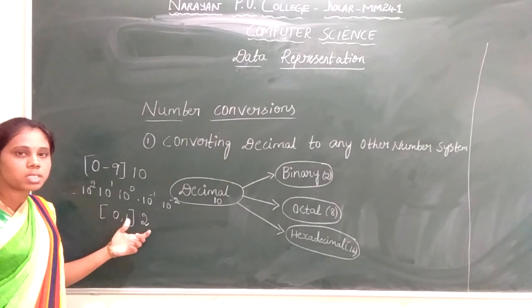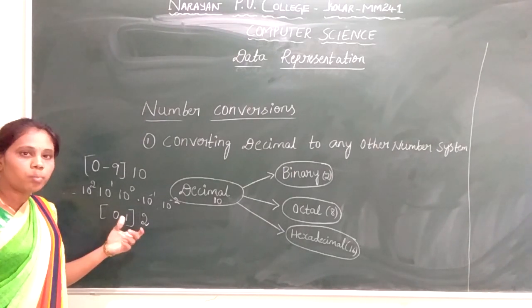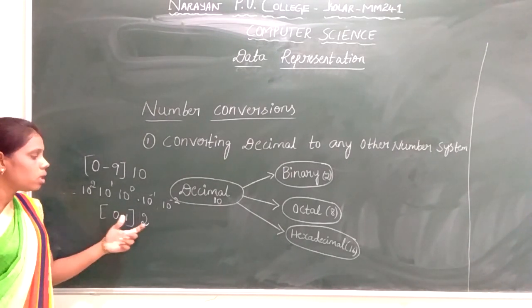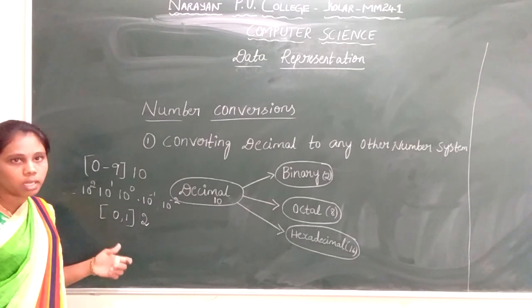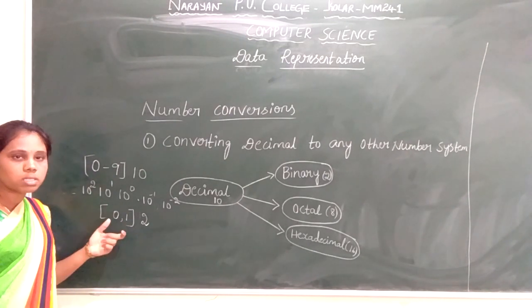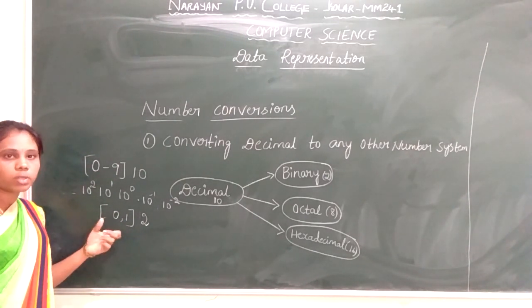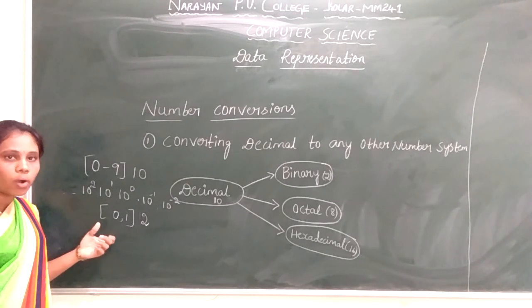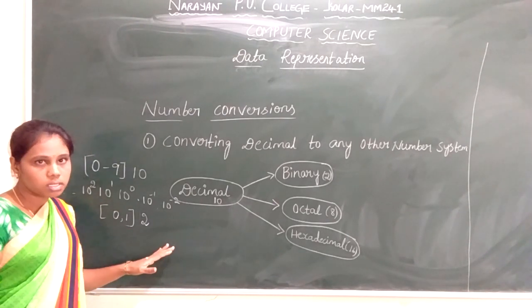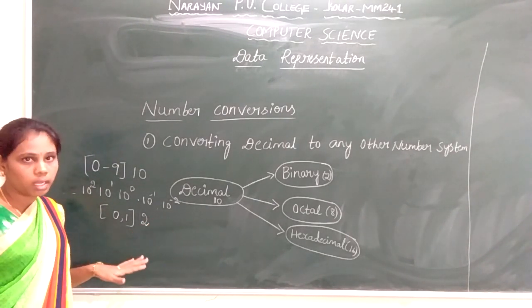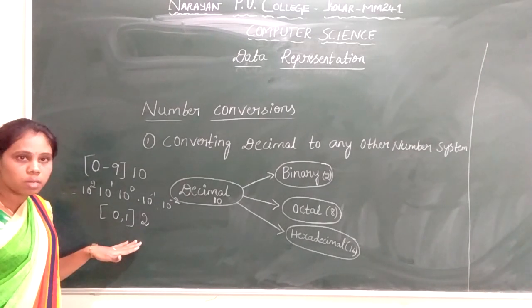Here also we represent the weights of the binary bits as powers of 2. Here also we have positive powers and negative powers. Positive powers are used for the digits which are before the point, and after the point, if any digit is present, the powers will be negative. So this is about your binary number system.